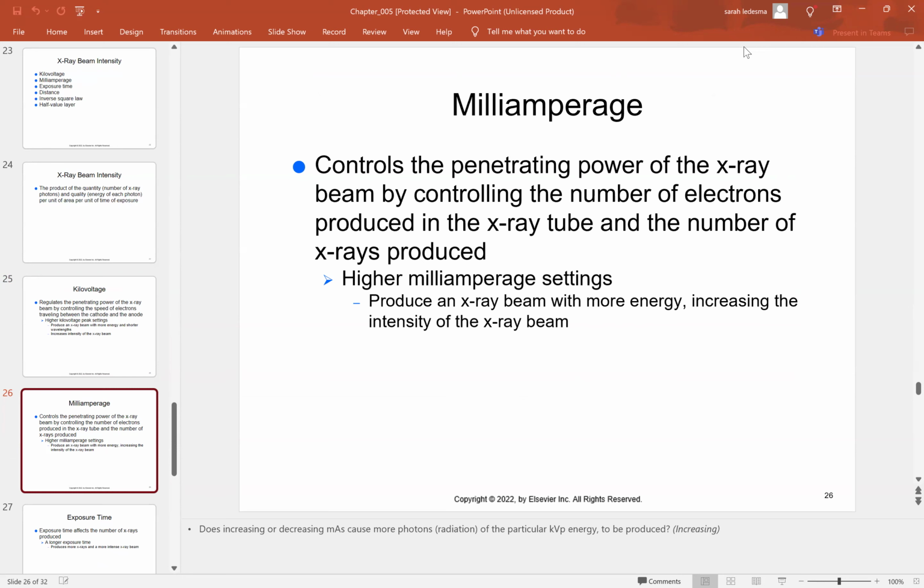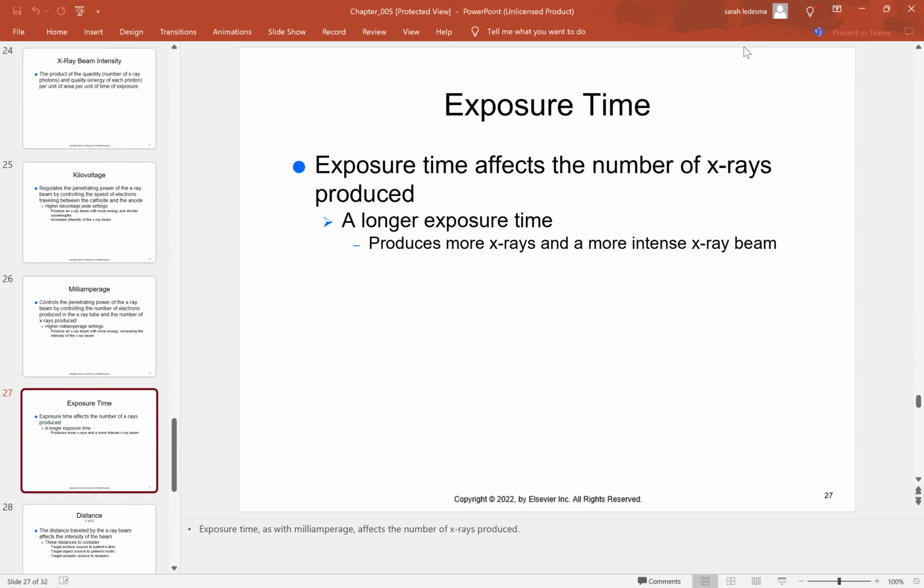Milliamperage controls the quantity of the X-ray beam by controlling the number of electrons produced in the X-ray tube and the number of X-rays produced. Higher milliamperage settings produce more X-rays, increasing the intensity of the X-ray beam. Exposure time affects the number of X-rays produced. A longer exposure time produces more X-rays and a more intense X-ray beam.